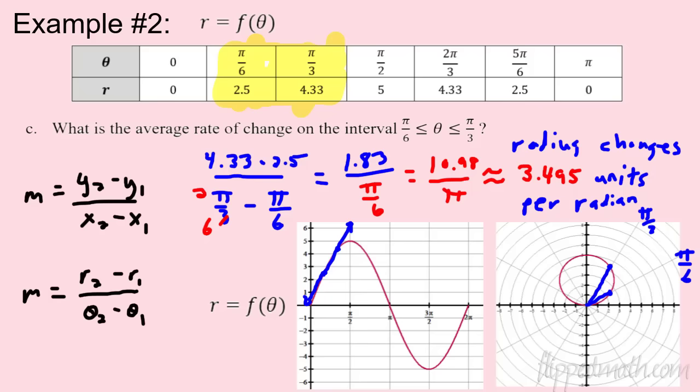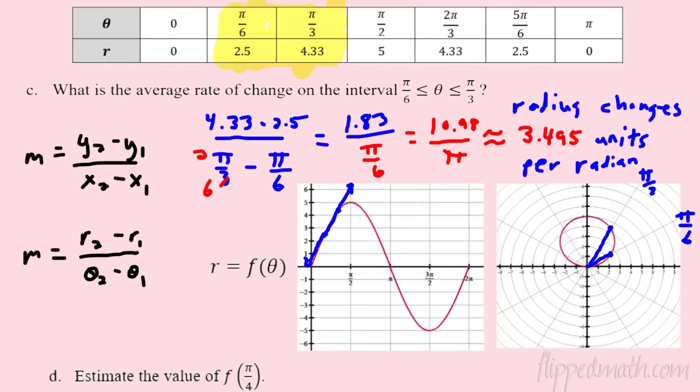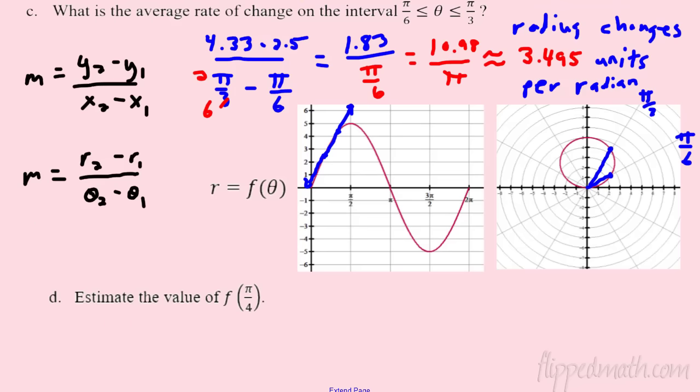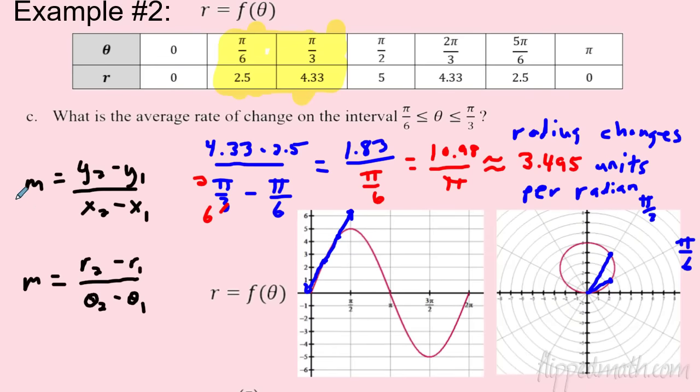Woo! That's a lot. All right, let's come on down here and take a look at part D. Oh, this is a good one. We're going to estimate the value of the function at pi over 4. So let's go back up to our table and ask, where is pi over 4? Well, it's not on our table. Luckily, though, it's in this interval. If you think about the unit circle between pi over 6 and pi over 3, it's right here. It's pi over 4. I can see it right there.